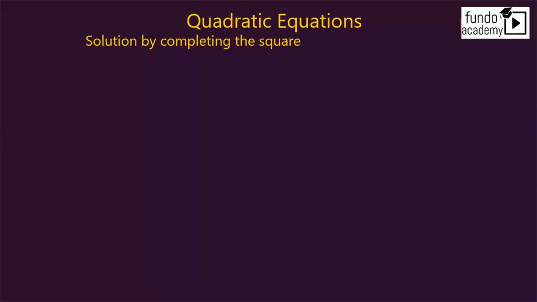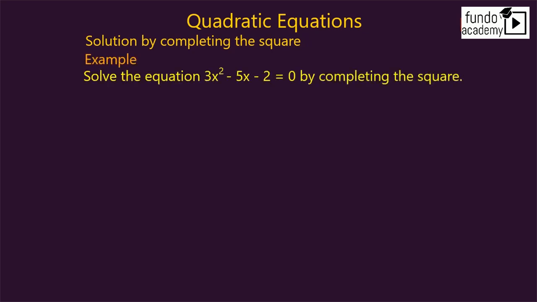Now I have one more example to work out on solving quadratic equations by completing the square. Alright, so let's look at this example. Solve the equation 3x squared minus 5x minus 2 equal to 0 by completing the square. Alright, so let's go on to the solution.